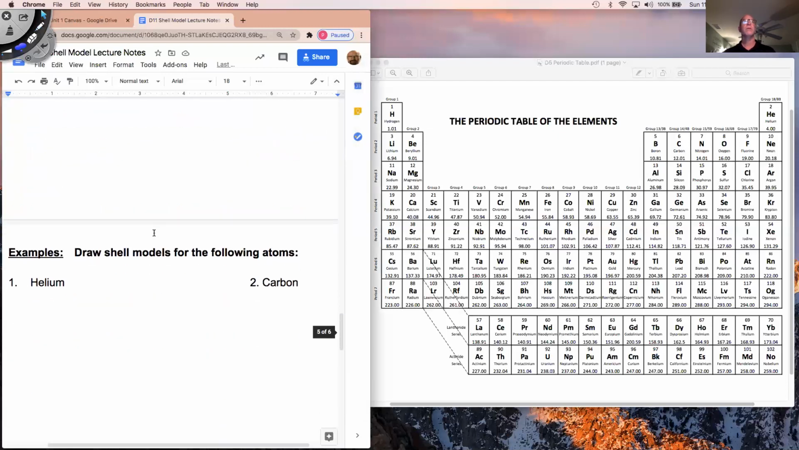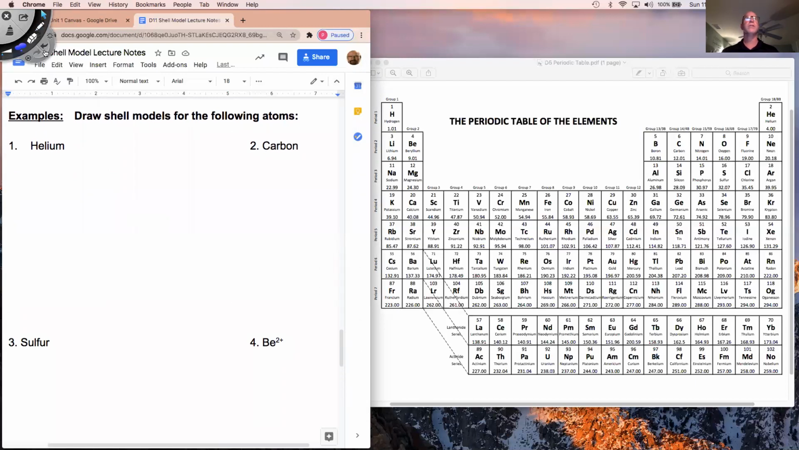So we're going to do a couple of examples right now, and let's work out some more examples. We're going to draw the shell models for the following atoms. Let's start with helium. Where's helium located? There's helium right over here.